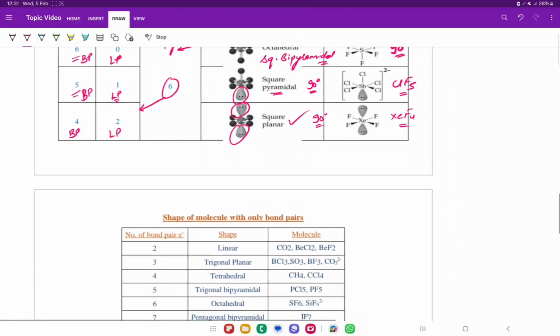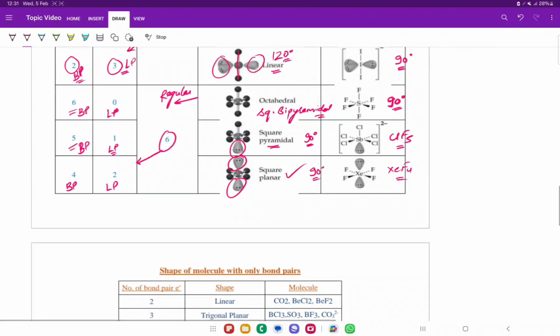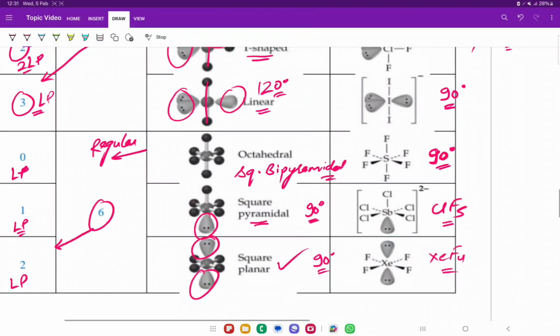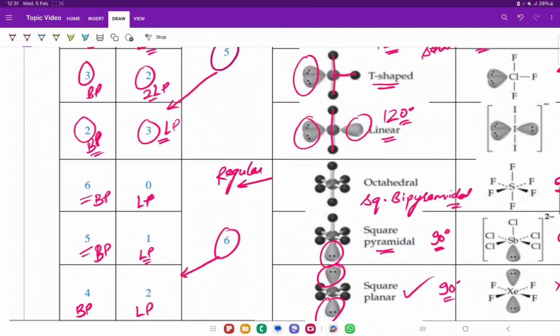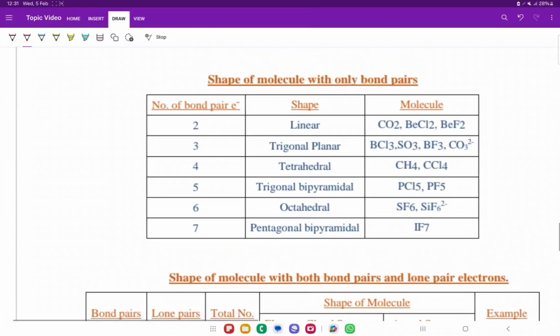Okay, I tried to explain the VSEPR theory on the basis of the structures and diagrams of the molecules, the electron clouds. On the basis of electron clouds, the molecule forms. To summarize, if a molecule has only bond pairs, it has a regular geometry.